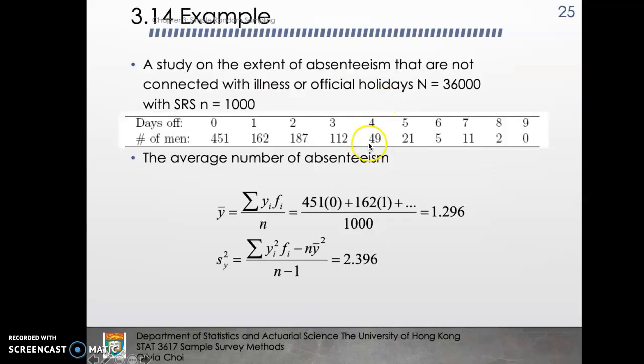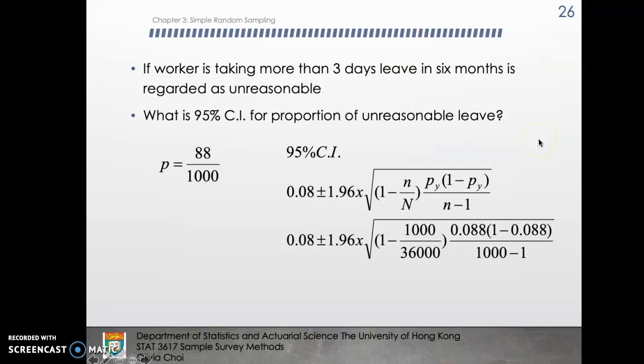Okay, so we add up starting from 4 days. So 49, 21, 5, 11, 2, 0. Out of that, 88 out of 1,000 workers actually have taken more than 3 days leave. And then we say this is unreasonable. So how about 0.08 or 8% of those are unreasonable?